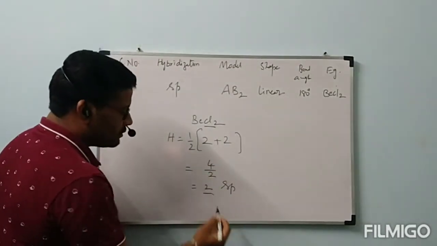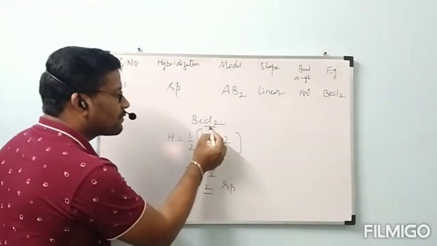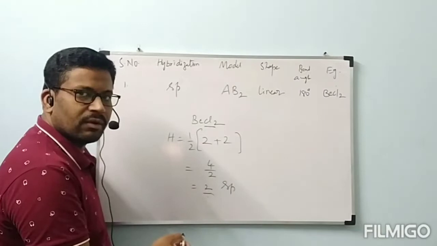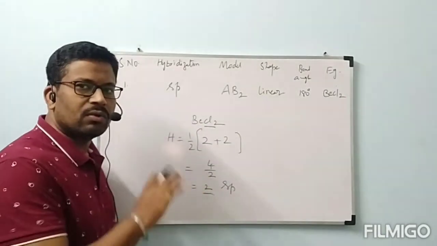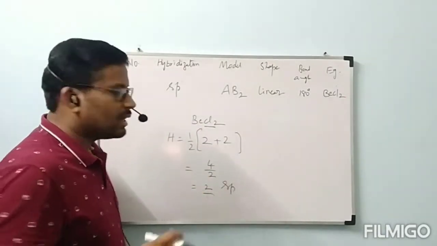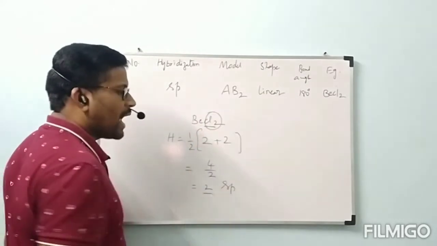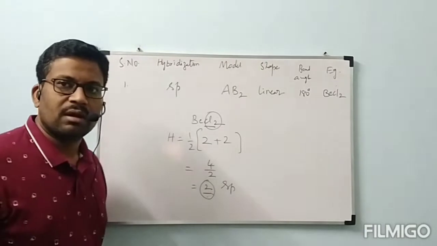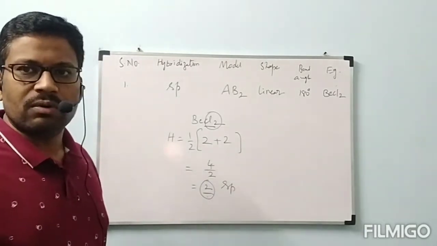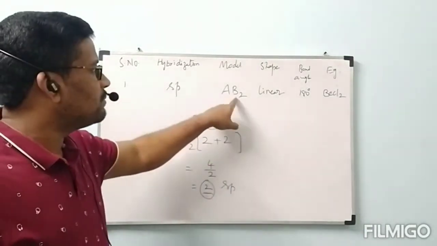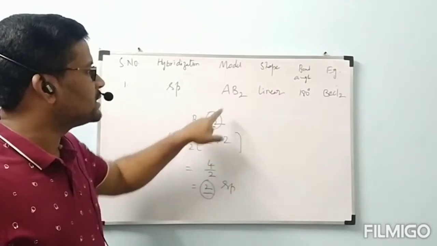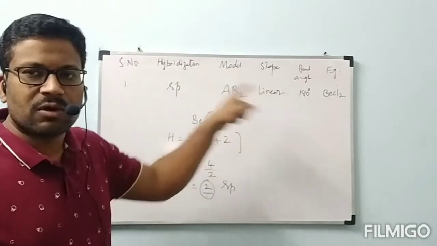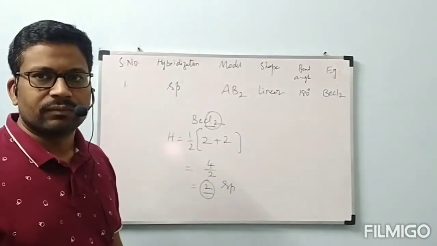What is the H value? 2. The number of chlorine atoms and this H value are both the same. When these two are the same, no lone pairs will be present. The number of atoms bonded to the central atom and the H value are the same, so no lone pair is present. Then all are bond pairs. How many bond pairs? 2 bond pairs. Central atom A, 2 bond pairs, B2. So this model is AB2.